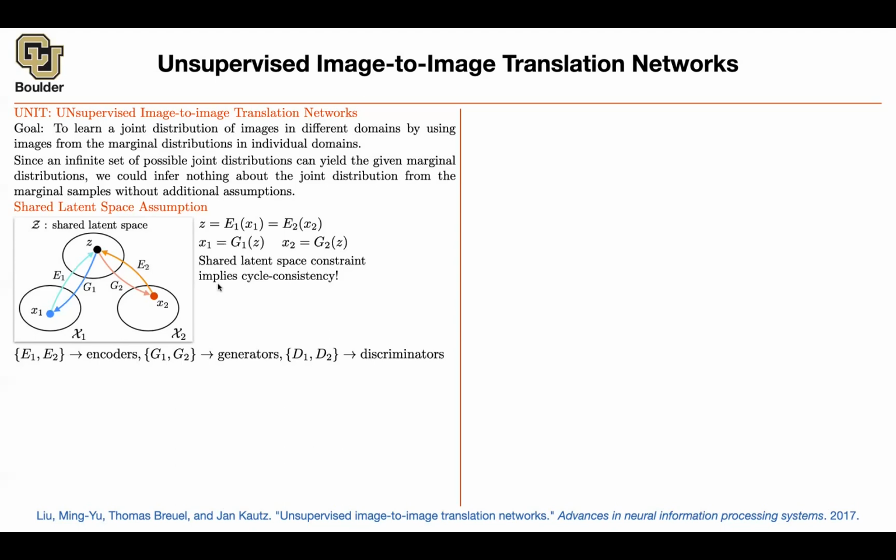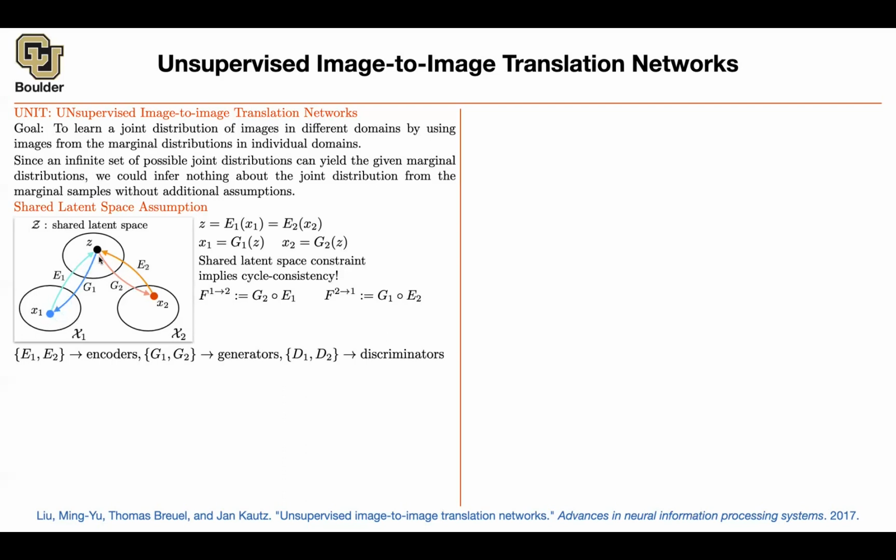And it turns out that this shared latent space is going to imply cycle consistency. So the cycle consistency condition is a subclass of shared latent space constraints. Why is that? What is the proof? Let's say you have an image X1. You're going to use E1 to take you to Z. You're going to use G2 to give you X2. You're going to take X2, use E2 to go back, and then you're going to use G1. And it's going to bring you back to the location that you wanted.